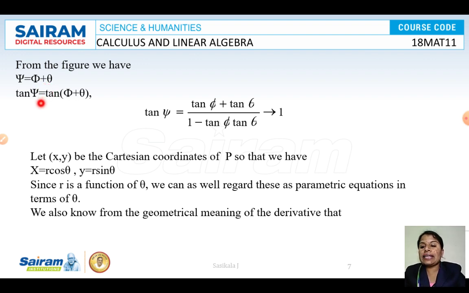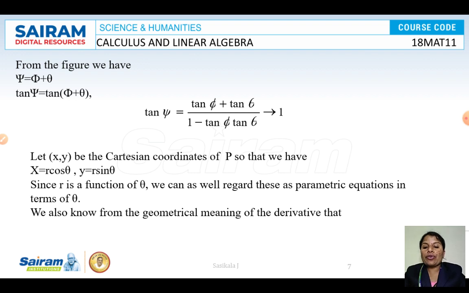I am going to take tan on both sides. I'll get tan psi is equal to tan of phi plus theta. On the right side, using the expression for tan of a plus b, which is tan a plus tan b by 1 minus tan a tan b, I get tan phi plus tan theta by 1 minus tan phi into tan theta. This I'm considering as equation number 1. So now you can see the Cartesian x comma y at the point P, we can express in terms of polar form, which is x is equal to r cos theta and y is equal to r sin theta.